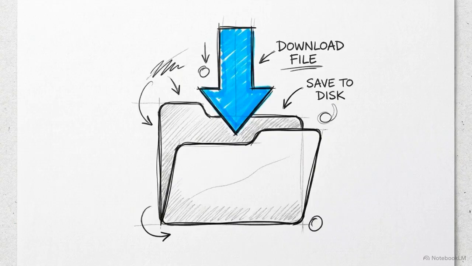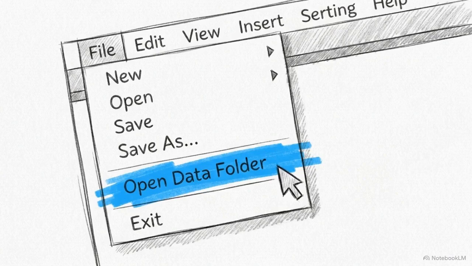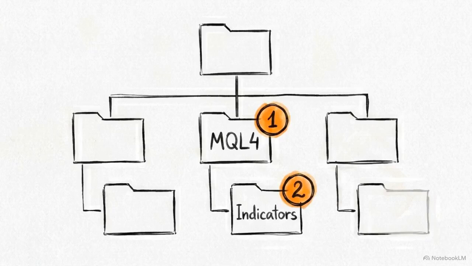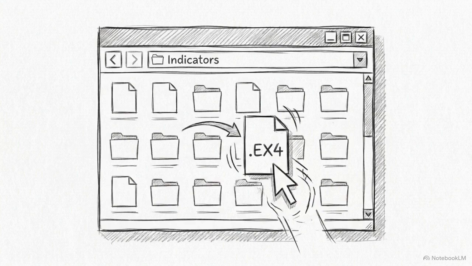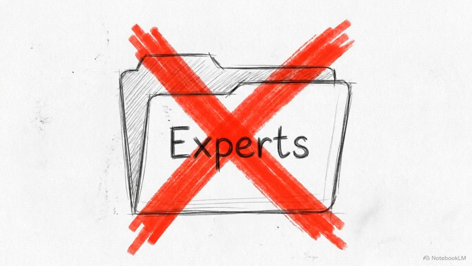To install the tool, first download the file. Then, open your MT4 terminal, go to the top menu, and open your data folder. Inside that data folder, you need to follow a specific path. First, open the folder labeled MQL4, and then open the Indicators subfolder. Once you are inside the Indicators folder, paste your downloaded .ex4 file directly into it. Be careful not to place this file into the Experts folder. That is the most common mistake we see during installation.